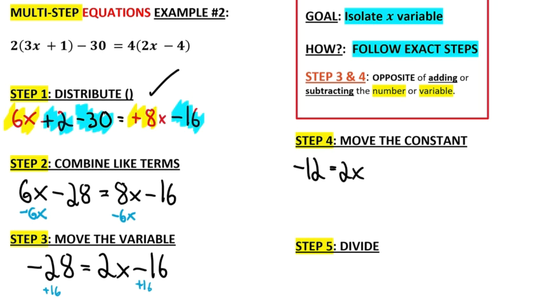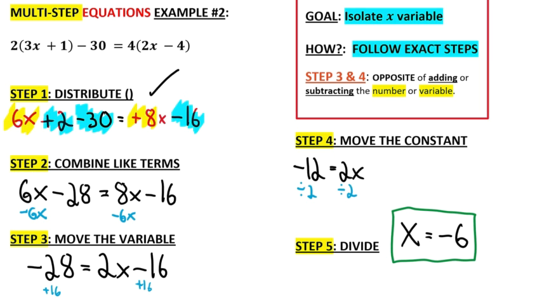So what are we left with? Well, we have 2 times something is negative 12. Divide both sides by 2. That's why we moved the other thing. And we end up with negative 6. So x equals negative 6 is our final answer.